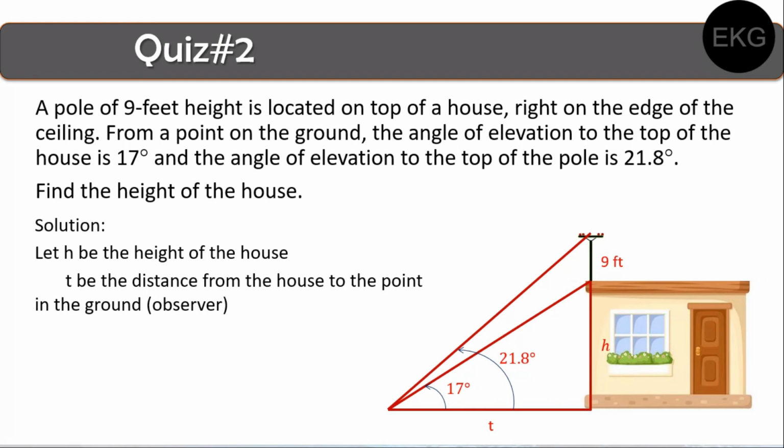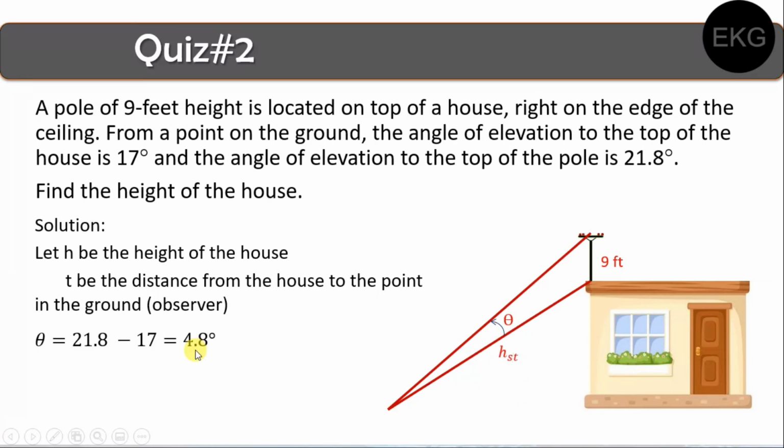Now, before I walk you through the step-by-step procedure in solving this problem, let's first look at the possible mistakes in solving this problem. The first mistake we can encounter is, if we let this angle be theta, since we are given 21.8 degrees and 17 degrees, we can solve this angle here by subtracting 17 from 21.8, giving us 4.8 degrees.